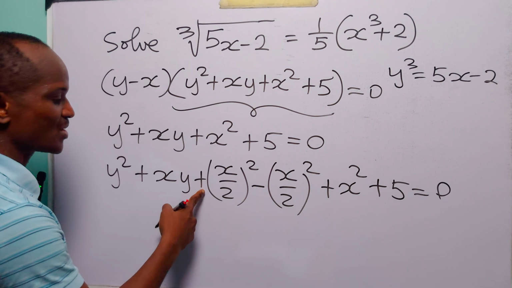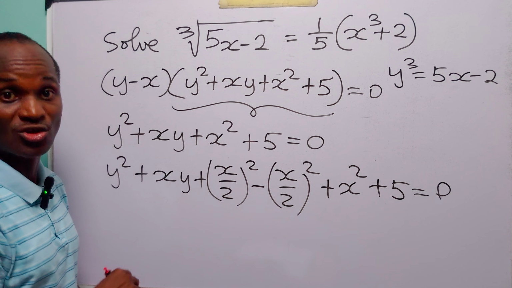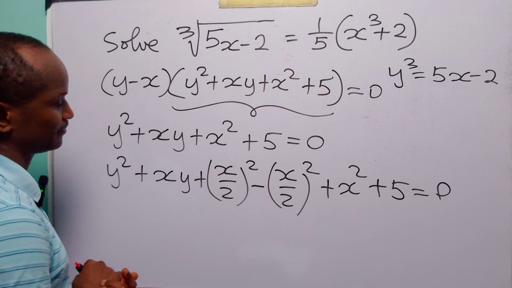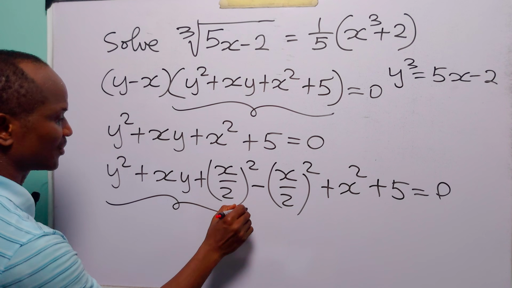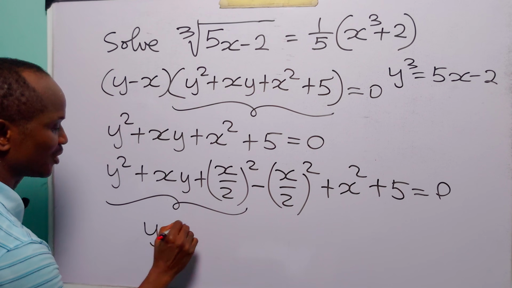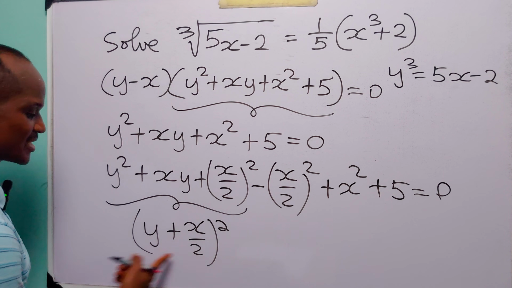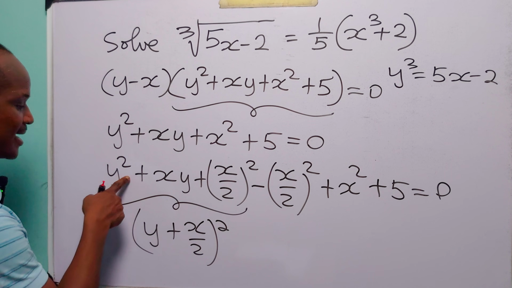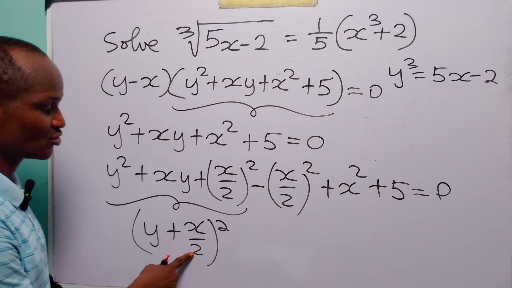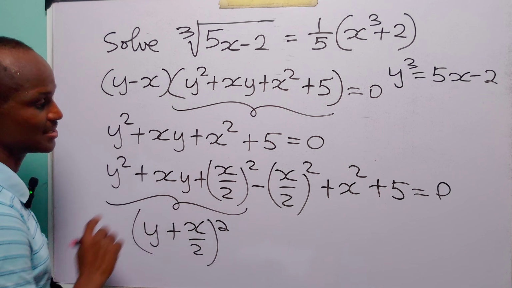Basically, what we did was we added and we subtracted the same quantity to the left-hand side of the equation. And of course, you know that when we do that, the equation remains unchanged. Now, when you look at this, you're going to see a perfect square. So we have y plus x over 2 squared. Notice that when you expand this expression, you have y squared, which is this. Then you have 2 times y times x over 2, which of course is xy. Then you have x over 2 squared, which is this.